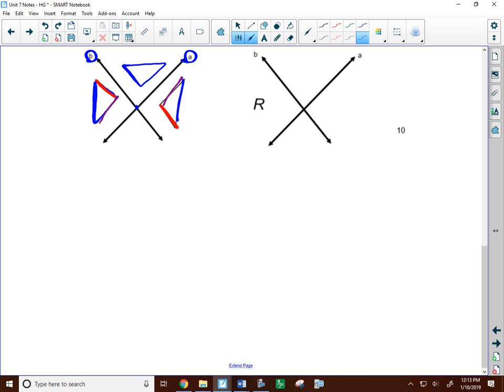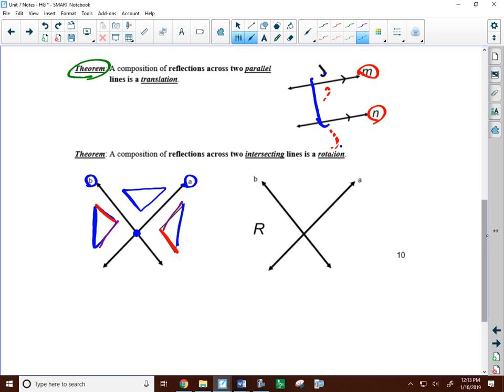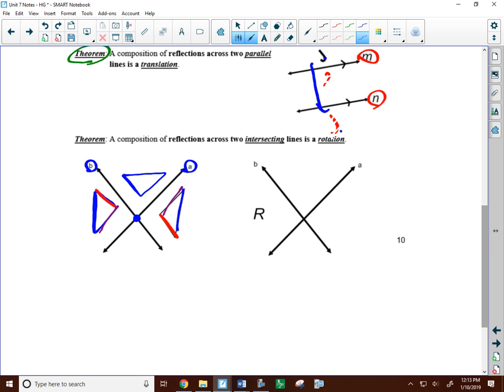However, if you reflect across two intersecting lines, what was it actually? What transformation? A translation, reflection, rotation, or dilation? Yeah? Rotation, single rotation. So this has been rotated around like that. The angle depends on the lines. So at least we can say it's a rotation. So I summed it up right above here. A composition of reflections across two intersecting lines is a single rotation.